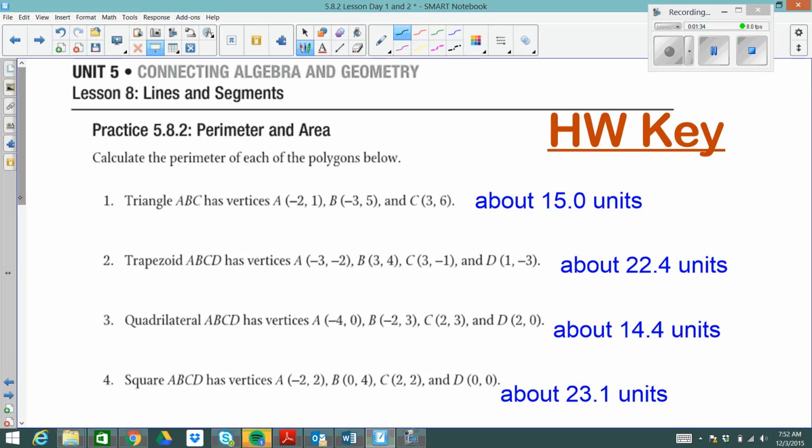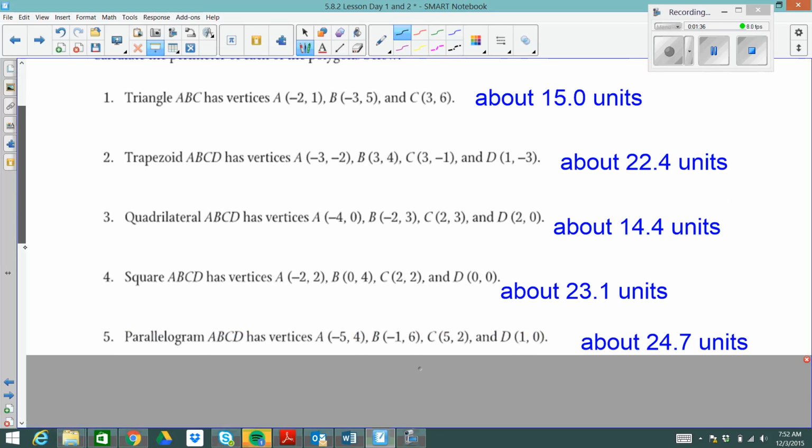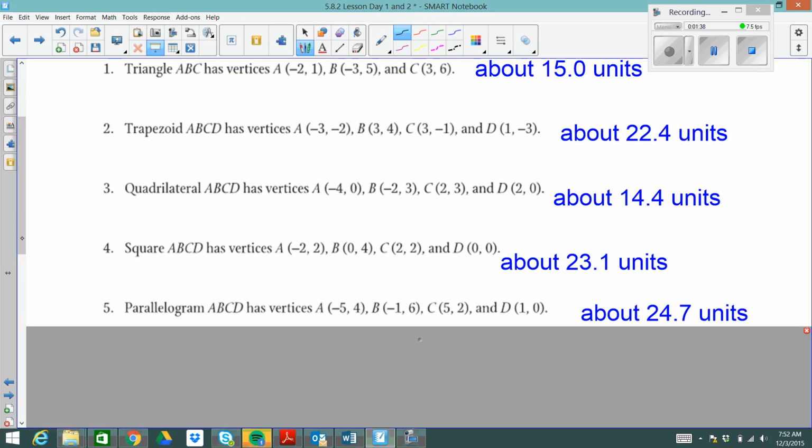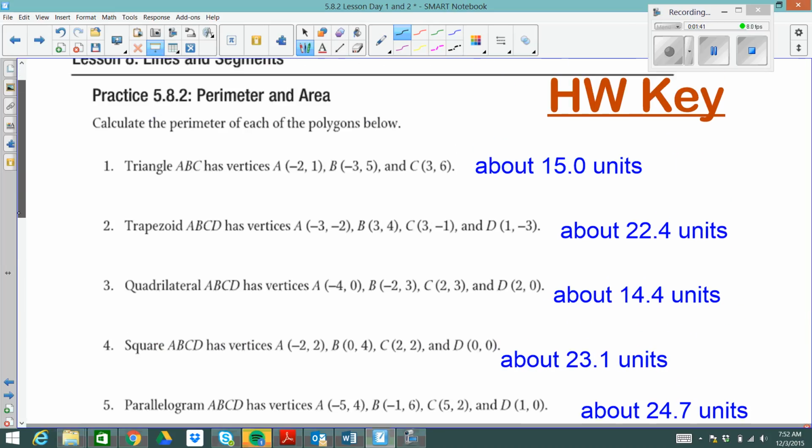Here is our homework in case you'd like to check any of your answers. Homework last night was to do problems 1 through 5.